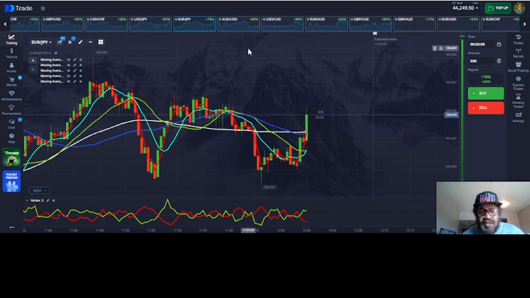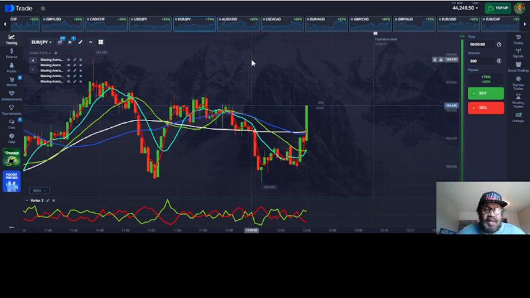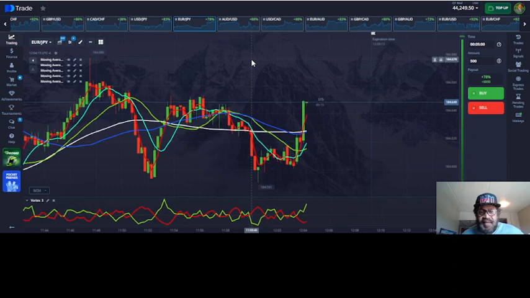Okay, so the Quant Engine did extremely well. We got 4 winners and 1 tie.